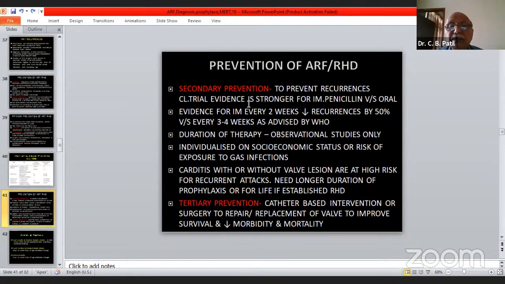It is individualized on socioeconomic status and the risk of exposure to group A strep infections. Carditis with or without valve lesion carries a high risk for recurrent attacks. They need a longer duration of prophylaxis, or for lifetime if RHD is already established. Tertiary prevention: catheter-based intervention or surgery to repair or replace the valve to improve survival and decrease morbidity and mortality.